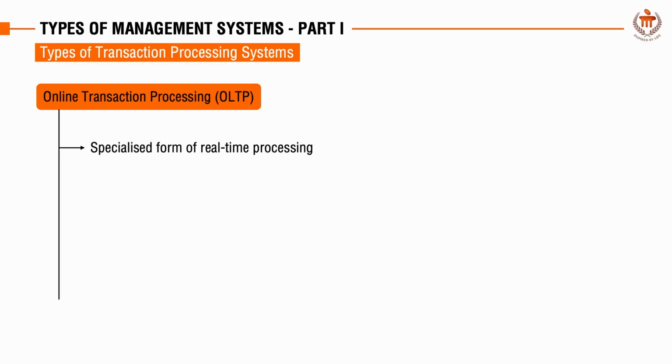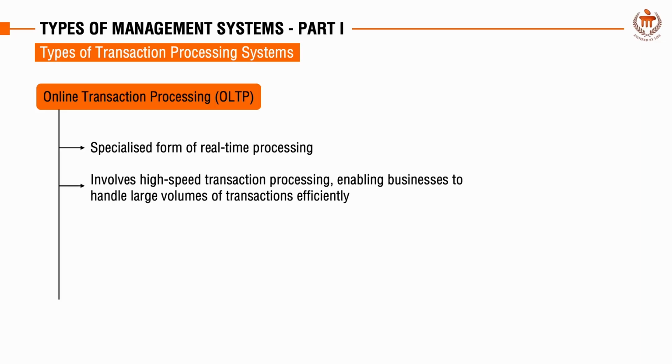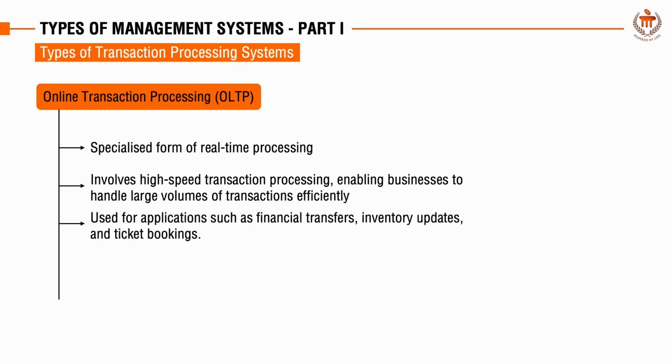Online transaction processing is a specialized form of real-time processing. It involves high-speed transaction processing over the internet or a network, enabling businesses to handle large volumes of small, interactive transactions efficiently. OLTP systems are widely used for applications such as financial transfers, inventory updates, and ticket bookings.